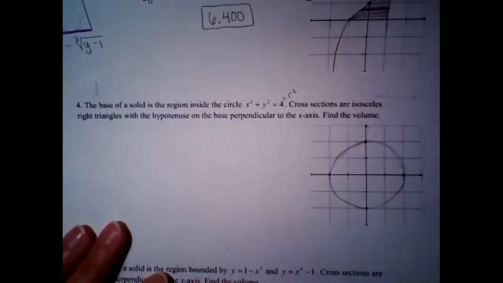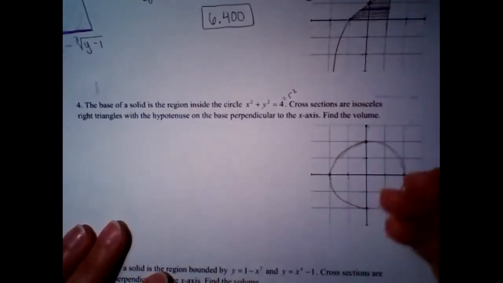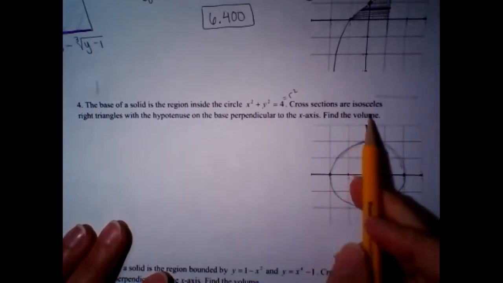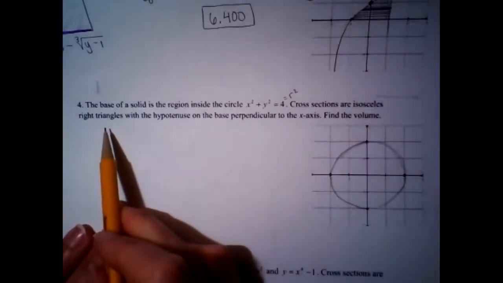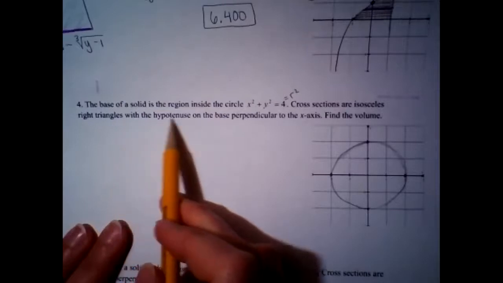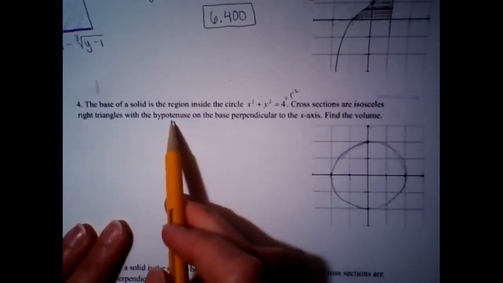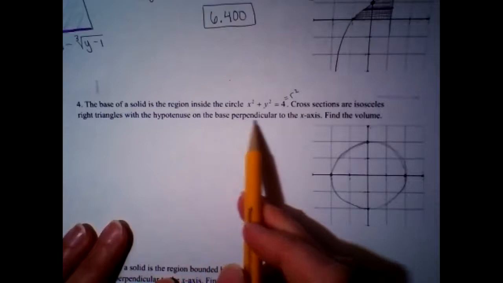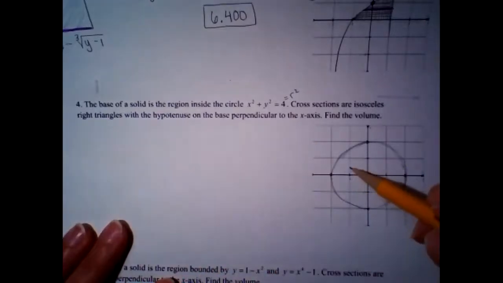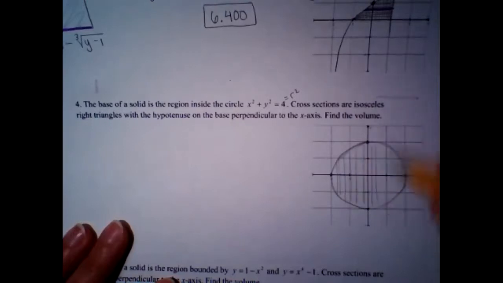All right, so cross sections, again, you have to imagine these shapes popping up out of the paper. Isosceles right triangles, we're going to come back to that because that's a lot of vocabulary, with the hypotenuse on the base. Okay, so more vocabulary there. Again, we're going to come back to that. Perpendicular to the x-axis. All right, so that means that it is a dx problem. All of your slices are perpendicular to the x-axis.